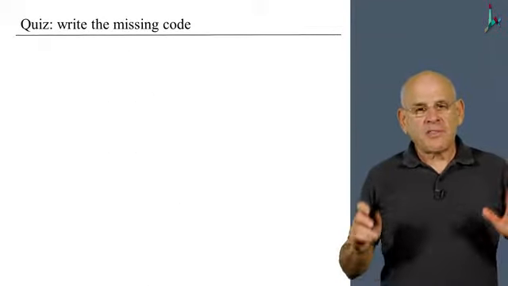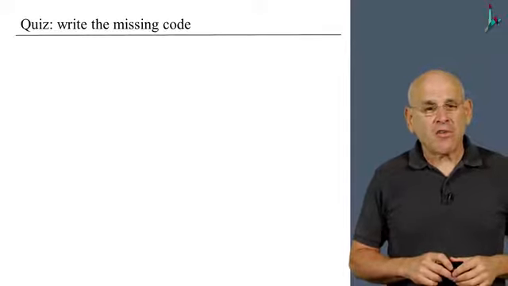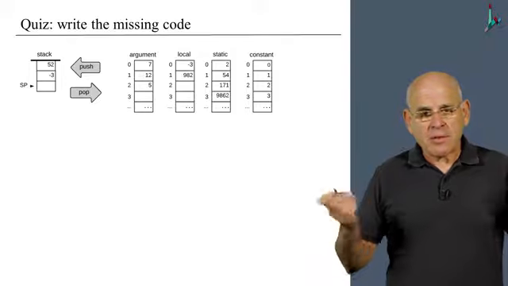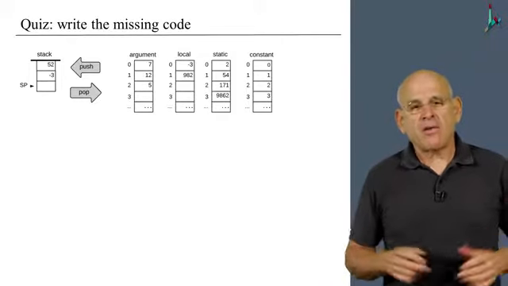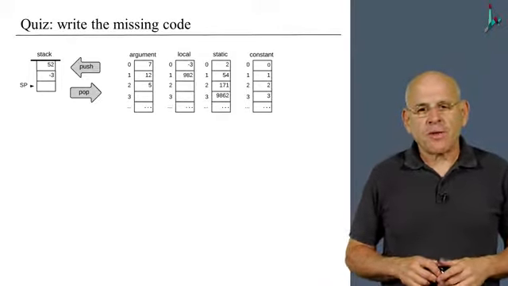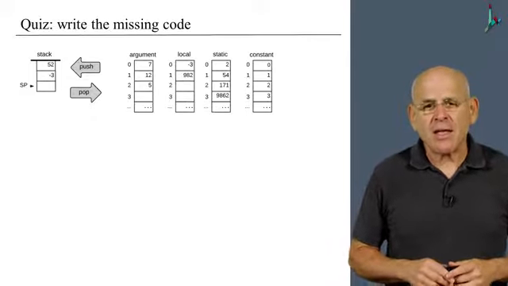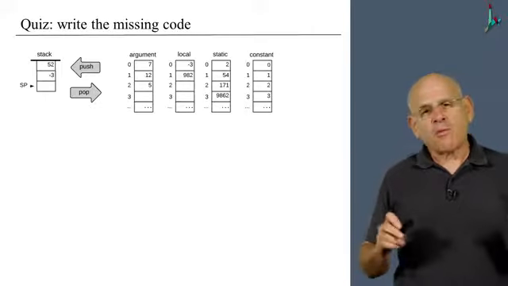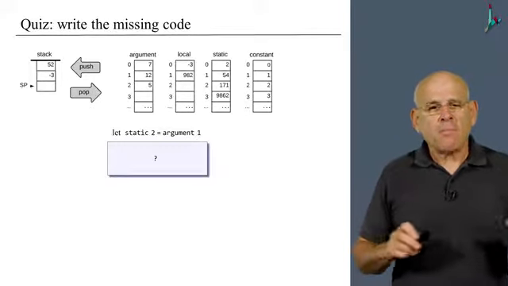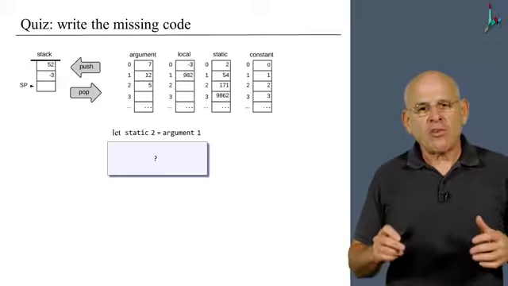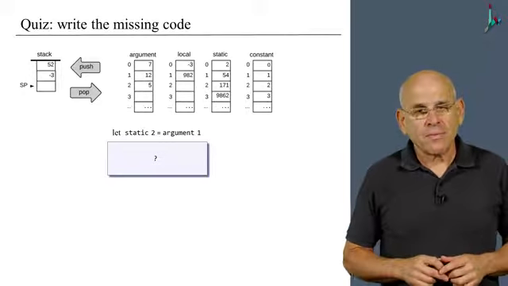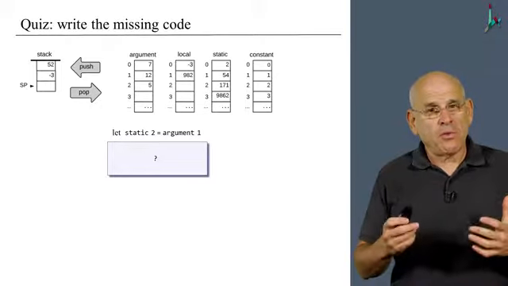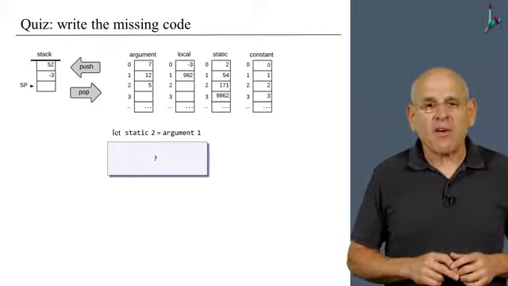So here's a little quiz for you to practice what we've learned so far about memory segments. This is just a typical state of a virtual machine with several memory segments present, with some values in them and some values in the stack. And let us assume that we want to carry out the pseudo operation static 2 equals argument 1. Now, we cannot do something like this in this syntax in the VM language. We have to use the available commands that we learned so far.